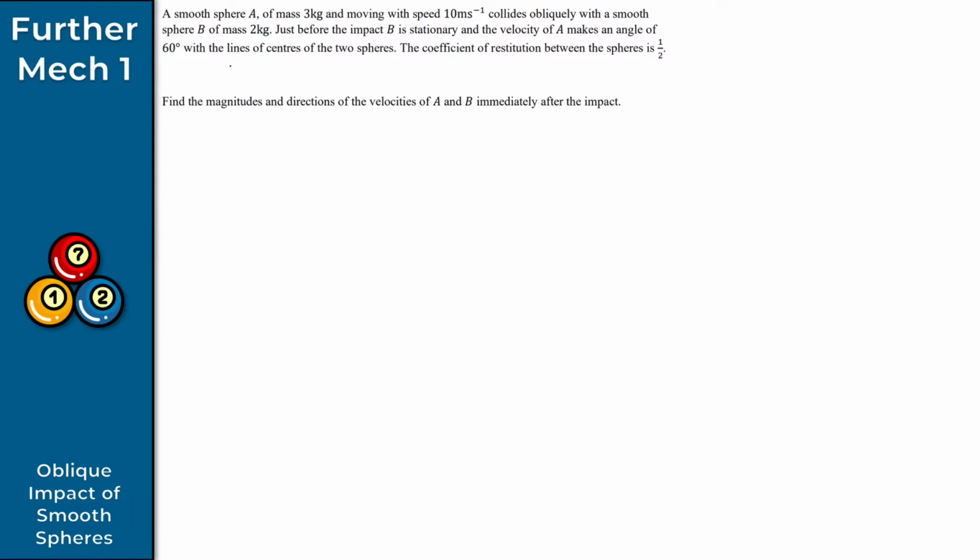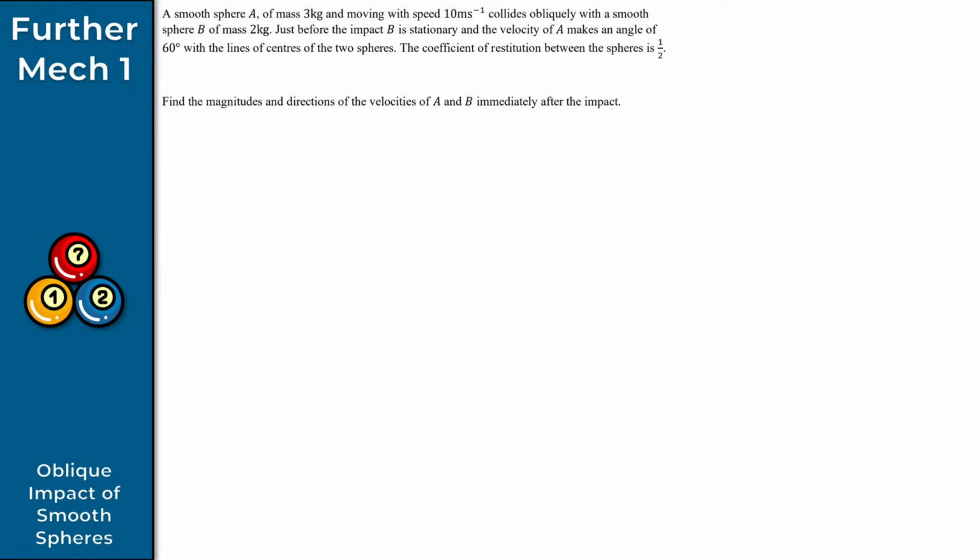For this question, we've got a smooth sphere A of mass 3 kg that's moving with a speed of 10 meters per second. It collides obliquely with a smooth sphere B of mass 2 kg, and just before the impact B is stationary, and the velocity of A makes an angle of 60 degrees with the line of centers of the two spheres. The coefficient of restitution between the spheres is 1/2. We want to find the magnitudes and the directions of the velocities of A and B immediately after the impact.